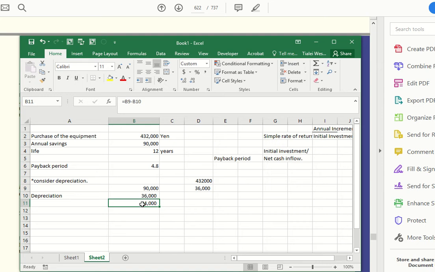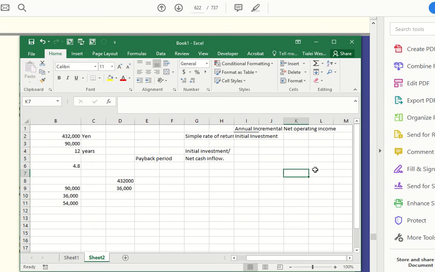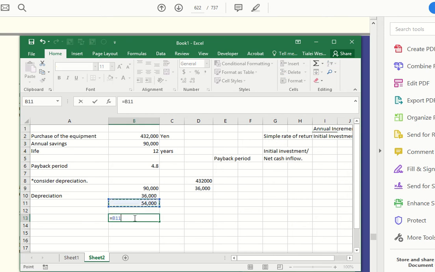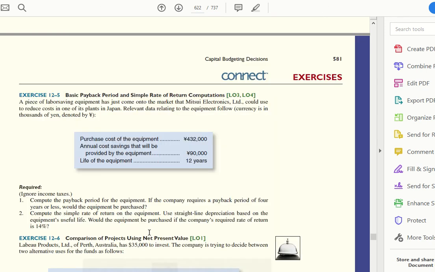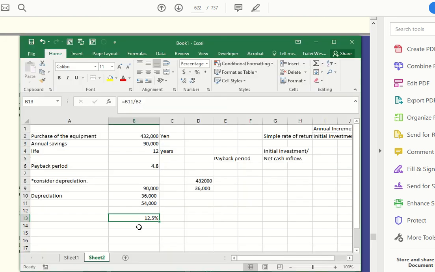So now my net operating income or annual incremental net operating income, when I look at my simple rate of return, would be 54,000 divided by my initial investment. And so, let's see what that decimal is. So it looks like it's 12.5%, or I could change that to a percentage. What was the required rate? Oh, it was 14%, right? So this one said the company would only invest if it has a required rate of return of 14%. This one was only 12.5%. I would also reject this project based on the company standards.